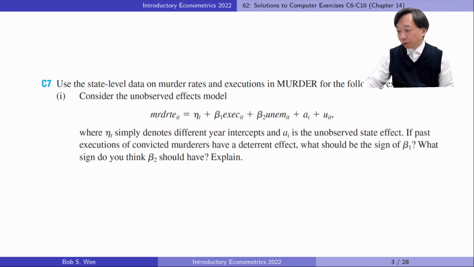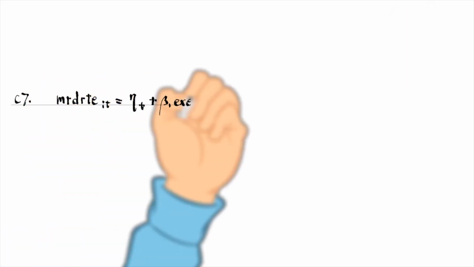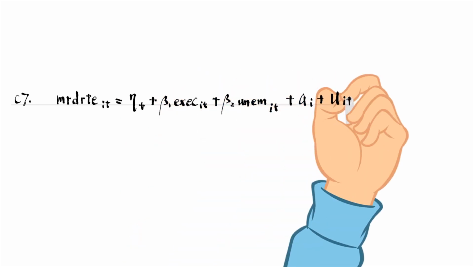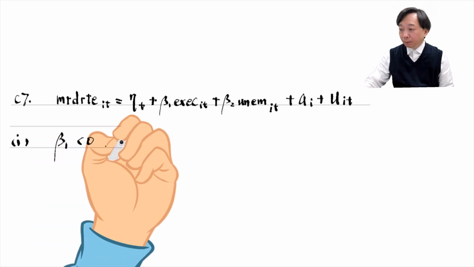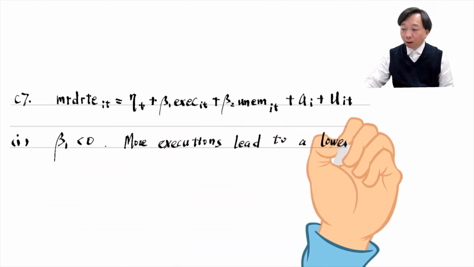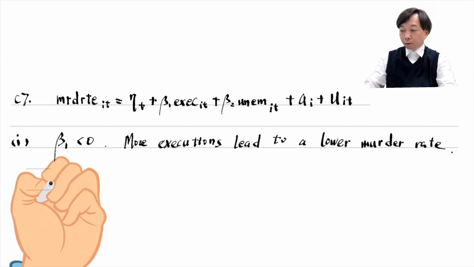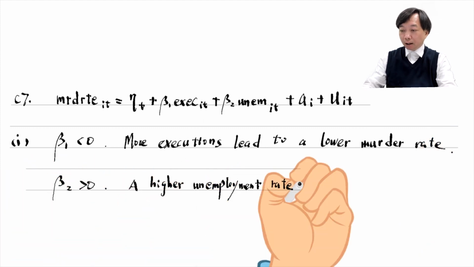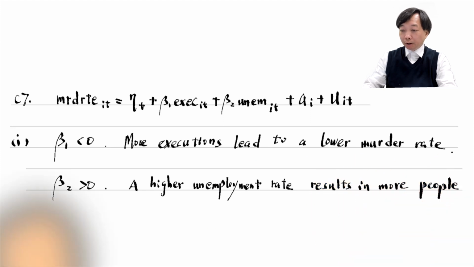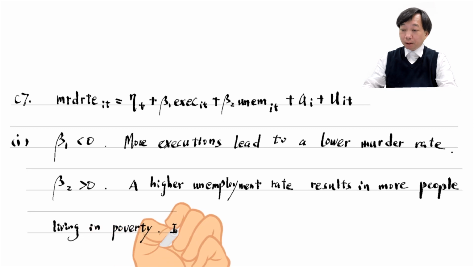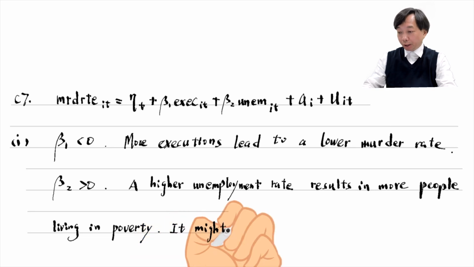If past executions of convicted murderers have a deterrent effect, what should be the sign of beta 1? What sign do you think beta 2 should have? Explain. Beta 1 should be negative, meaning more executions lead to a lower murder rate. Beta 2 might be positive. A higher unemployment rate results in more people living in poverty. Poverty begets hunger, and hunger begets crime. It might increase the murder rate.